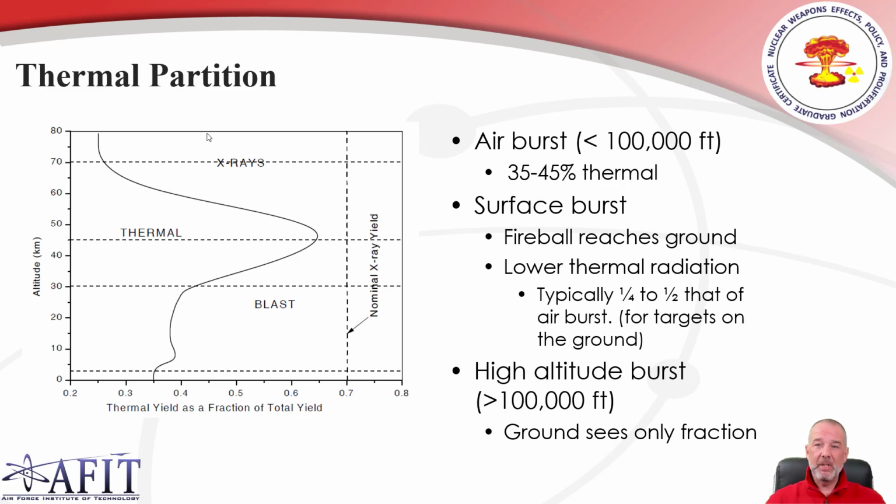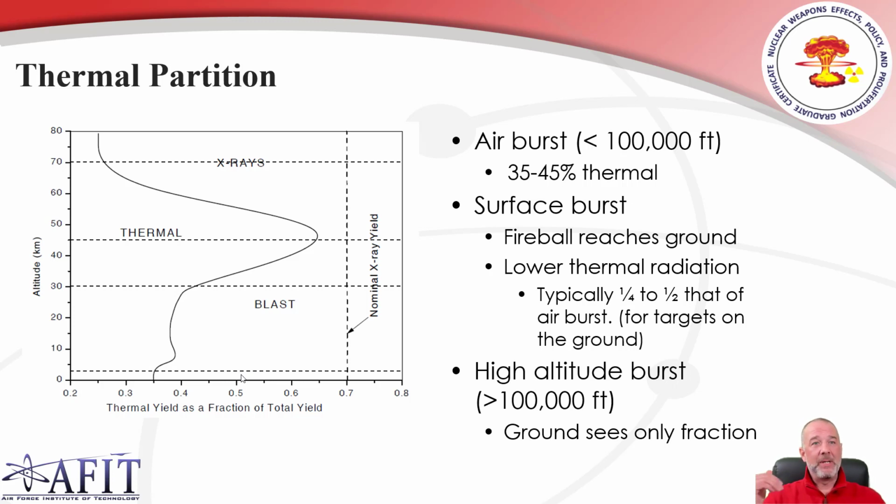And if we look at right around ground level, with a caveat to that, at this cool little thermal partition diagram here, and we look all the way at the bottom, thermal yield is a fraction of total yield. So we've got our nominal X-ray yield, let's call it 70%. Here, right at sea level, if you will, we have about half of it being thermal, about 35%, and then the other 35% is going to be transformed into shock and blast.